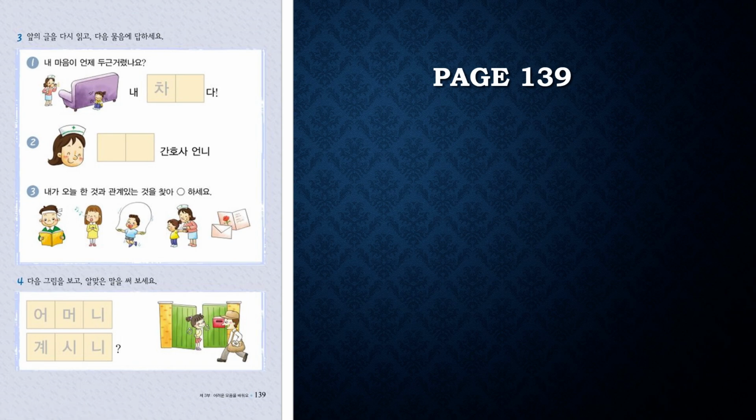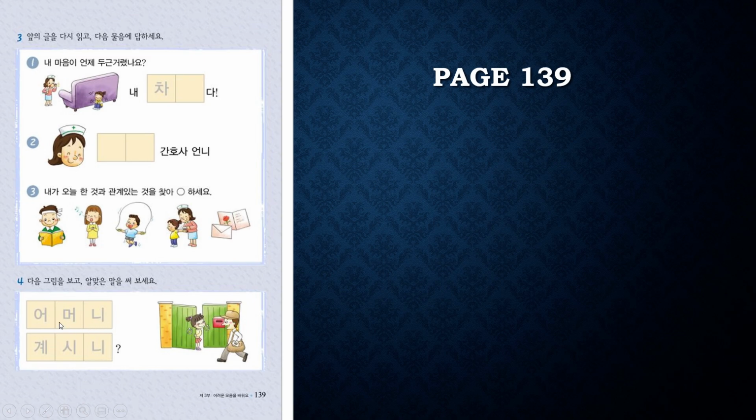Alrighty, number 4. 다음 그림을 보고 알맞은 말을 써보세요. Alrighty, I want you guys to pause one more time. Try it for yourself first, see how well you do. Then you can come back and resume, and then we can check it together. Alrighty, I hope you guys give it a good shot. So we're gonna look right here.